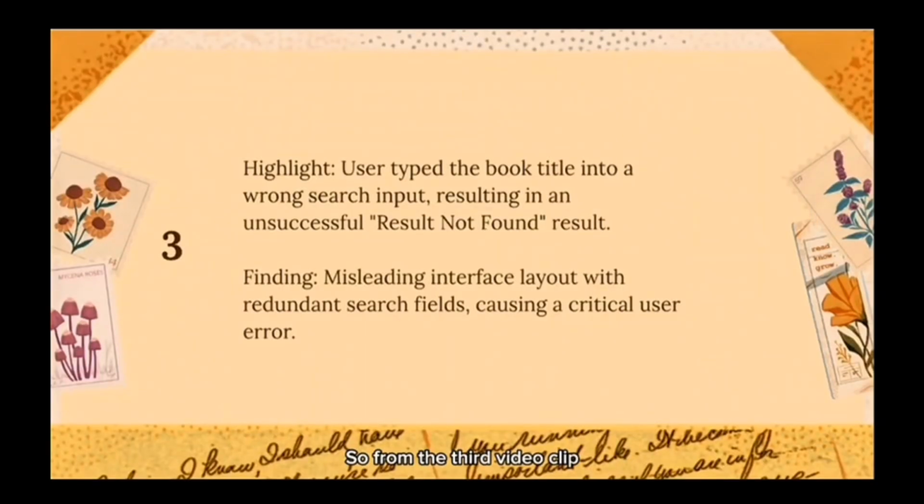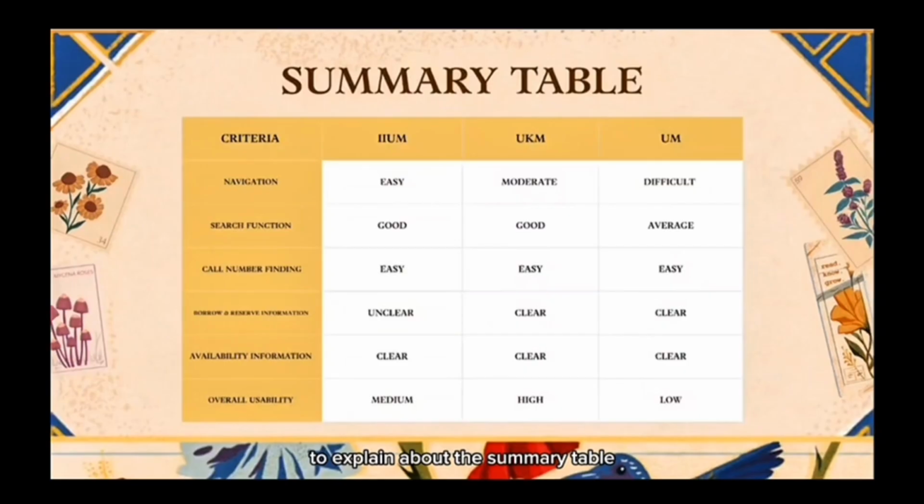So from the third video clip, it shows the user typed the book title into a wrong search input, resulting in an unsuccessful, not found result. So the finding is the misleading interface layout with redundant search fields, causing a critical user error. Now I will pass to the next presenter to explain the summary table.